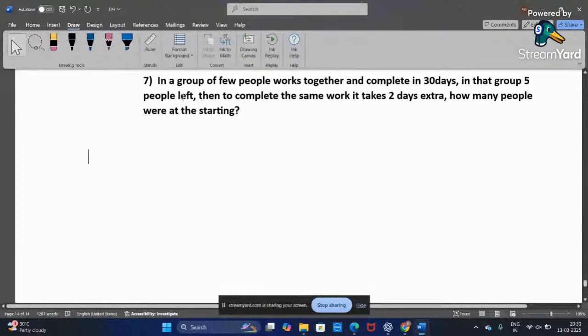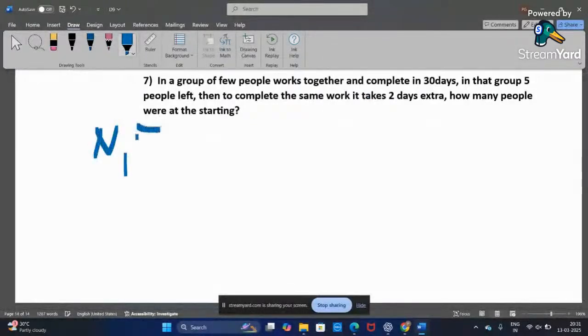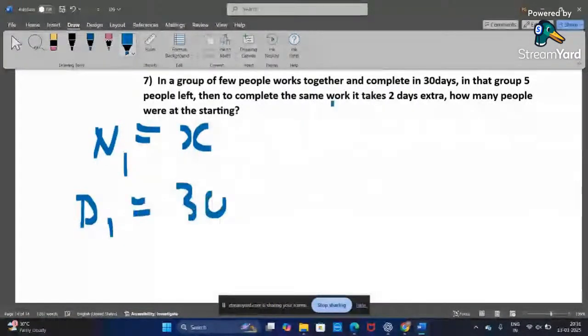So a group of a few people work together and complete the work in 30 days. That means here also N1 is X and they are taking 30 days to complete, so it is D1. Again, the next statement is 5 people left, that is N2 equals X minus 5. Right, 5 people left.